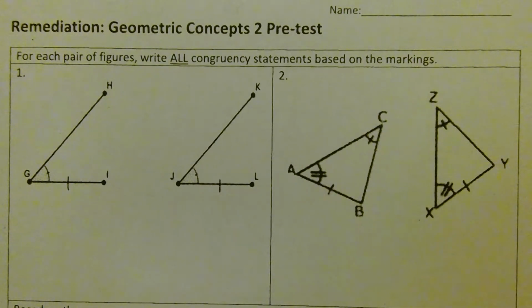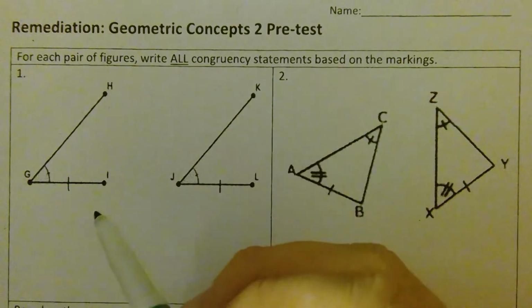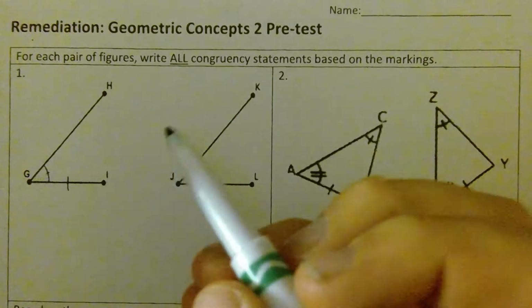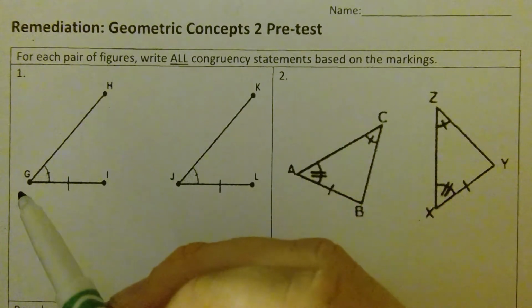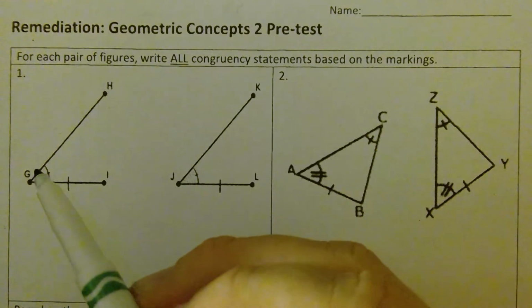So, to start with, we're going to look at a couple figures here, and we're going to write all of our congruency statements based on the markings. So, number one, we've got a couple angles here, and let's look at some components that we know are congruent. As we can recall, our markings on our angles or sides are going to tell us what is congruent.